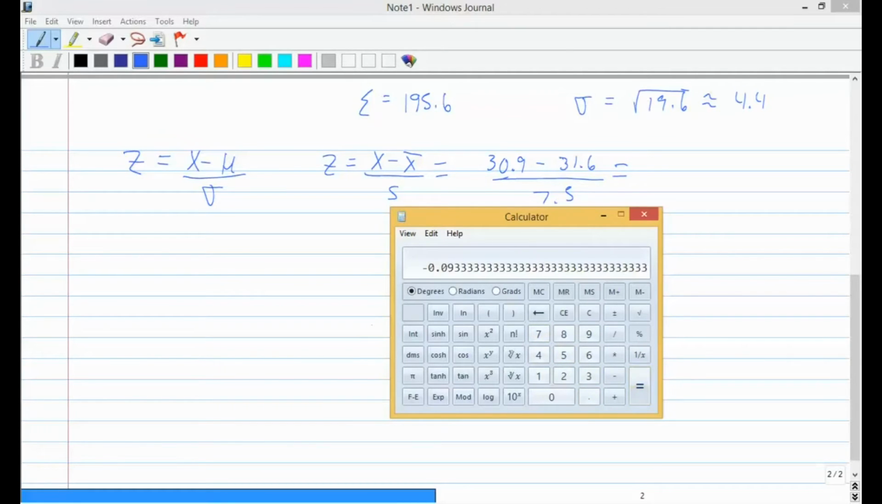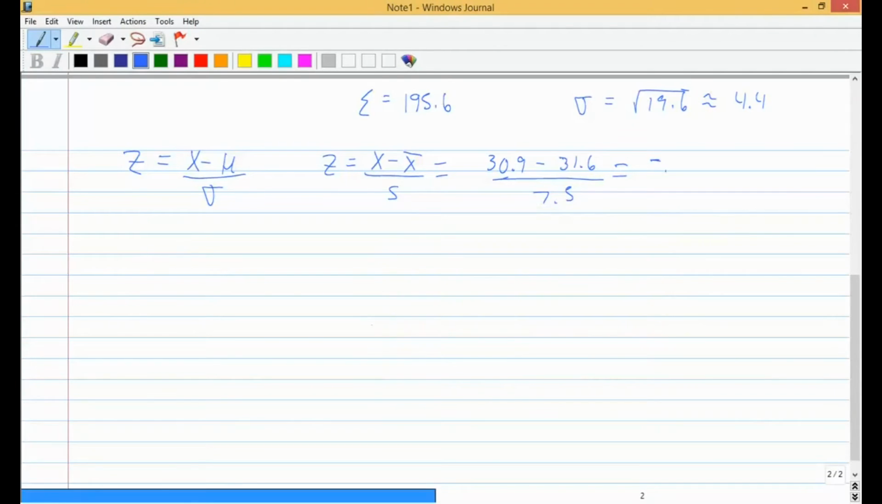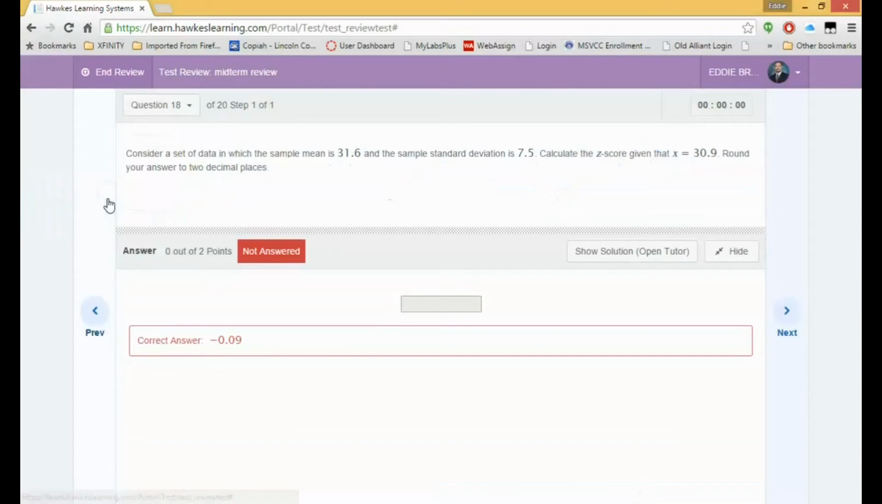Alright, and then z-scores are always rounded to 2 places. That's the way all the tables are that we're going to use, and so just let that soak into your brain that you always want to round those to 2 places. So this is negative 0.09.